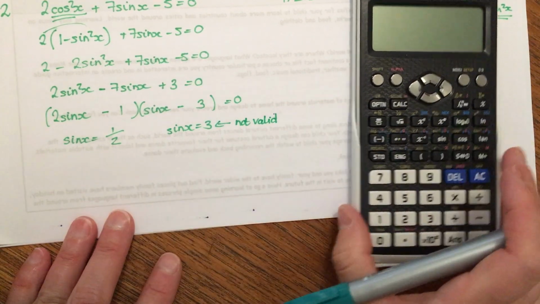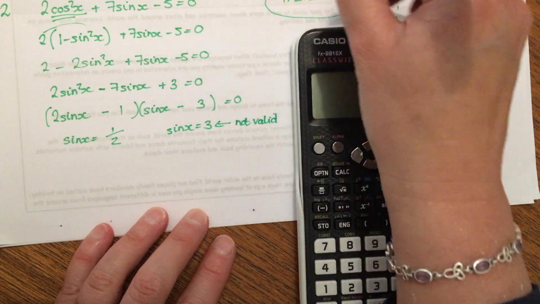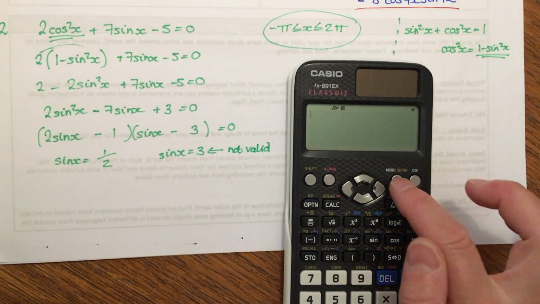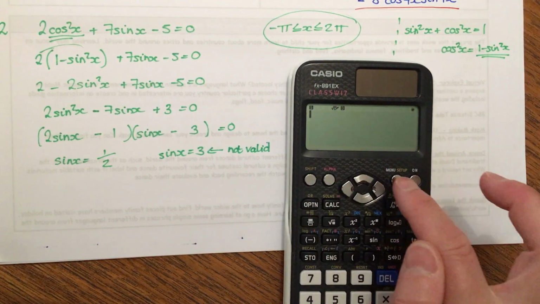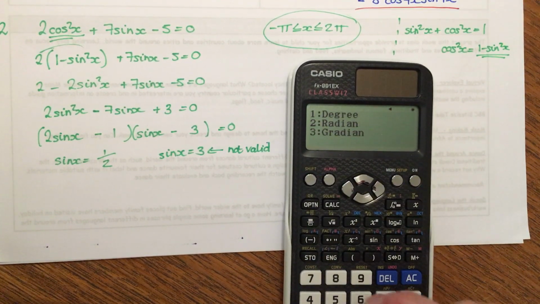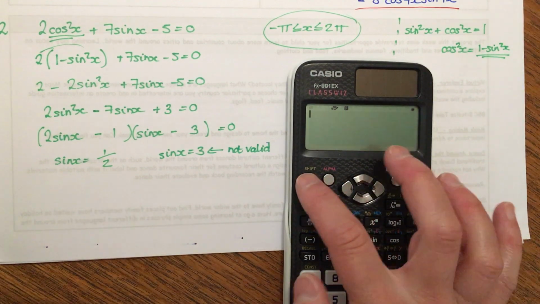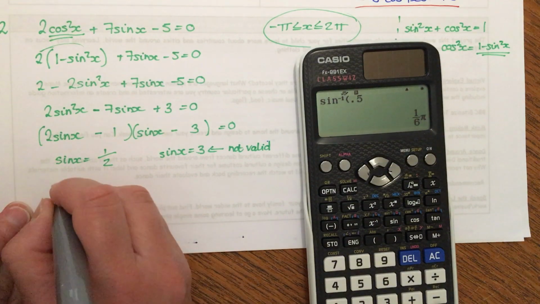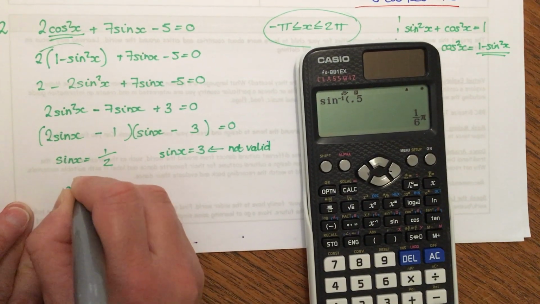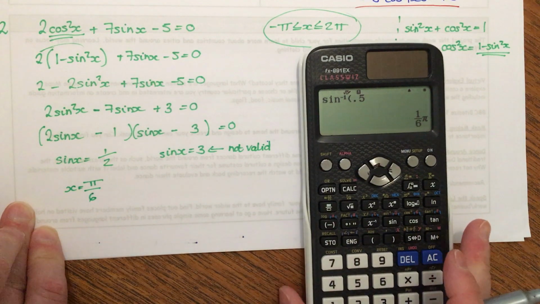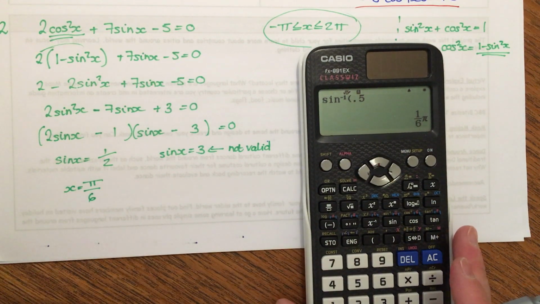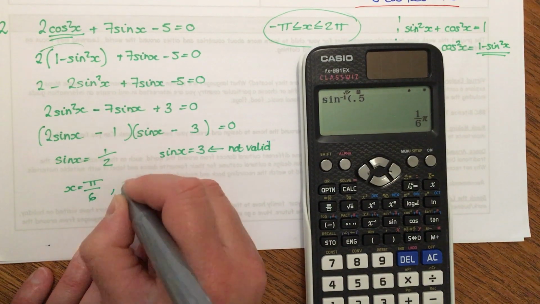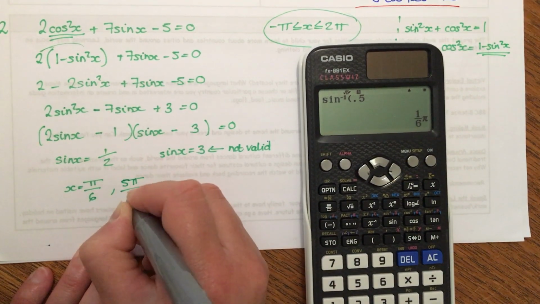But you are going to get solutions from here, and we are in radians. Oopsie. There you go, I want to be in radians. So if we inverse sine 1/2, we get pi over 6. Remember, for sine, you get your second solution by doing pi, or 180 if you're in degrees, minus the first one. So pi minus pi over 6 will be 5 pi over 6.